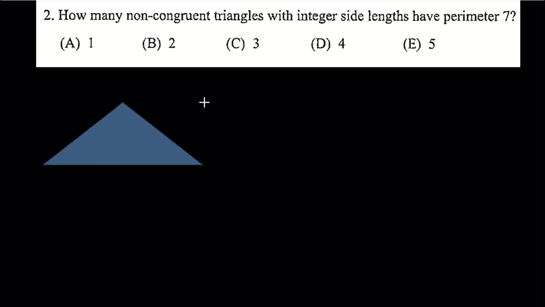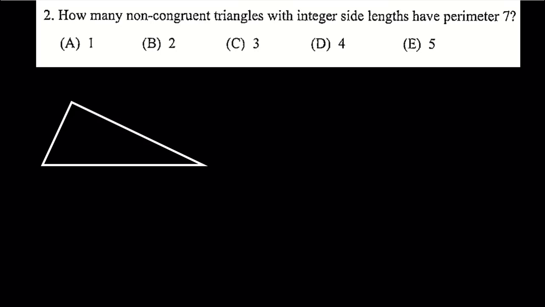How many non-congruent triangles with integer side length have perimeter 7? The options are A 1, B 2, C 3, D 4, and E 5. Try to solve it before moving on to the solution.